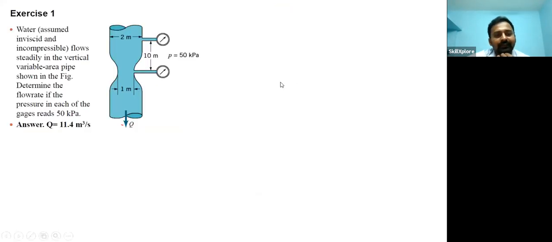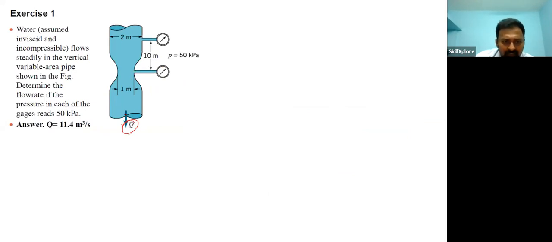So here I have taken a problem in Bernoulli's application, to determine the flow rate if the pressure in each of the gauges reaches 50 kilopascal. So here we have a situation where we have to calculate the flow of fluid.